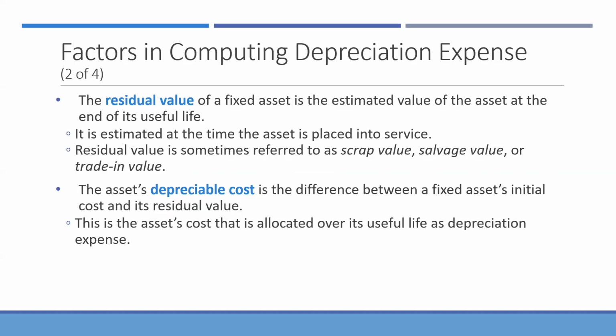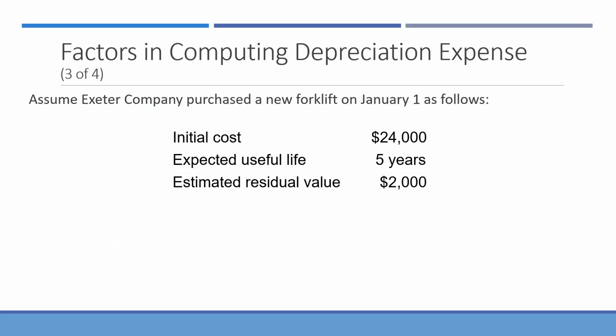And the depreciable cost is the gap between the initial cost and the residual value. So I bought my Xbox for probably $300 or $400. The residual value is $50. Then the depreciable cost is $350. That's that gap between the initial and the salvage. And then we allocate that over the life of the asset. And there's a number of ways to do this. And we'll go over a few of those.